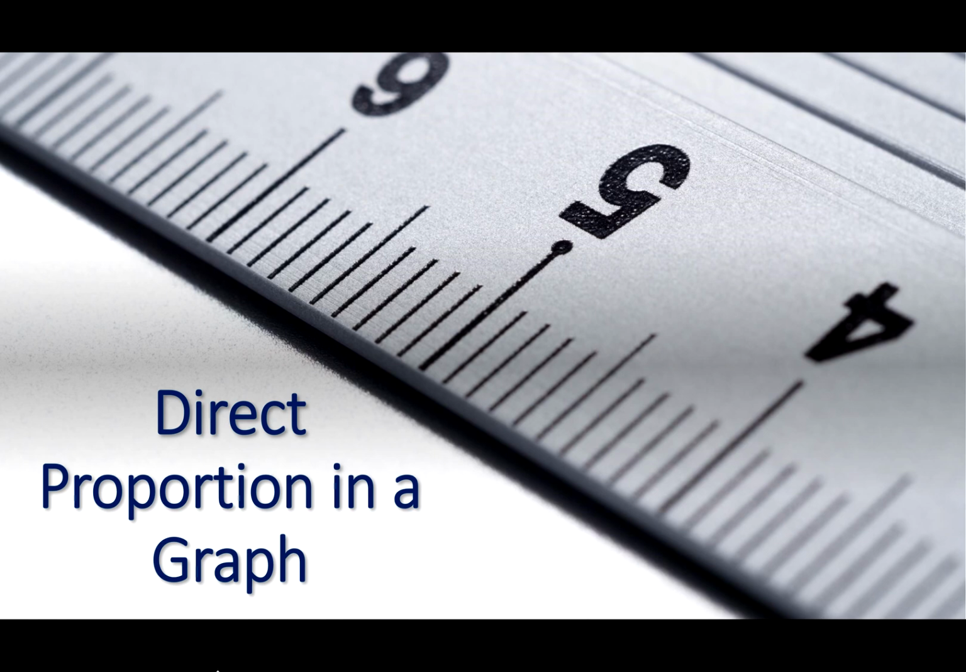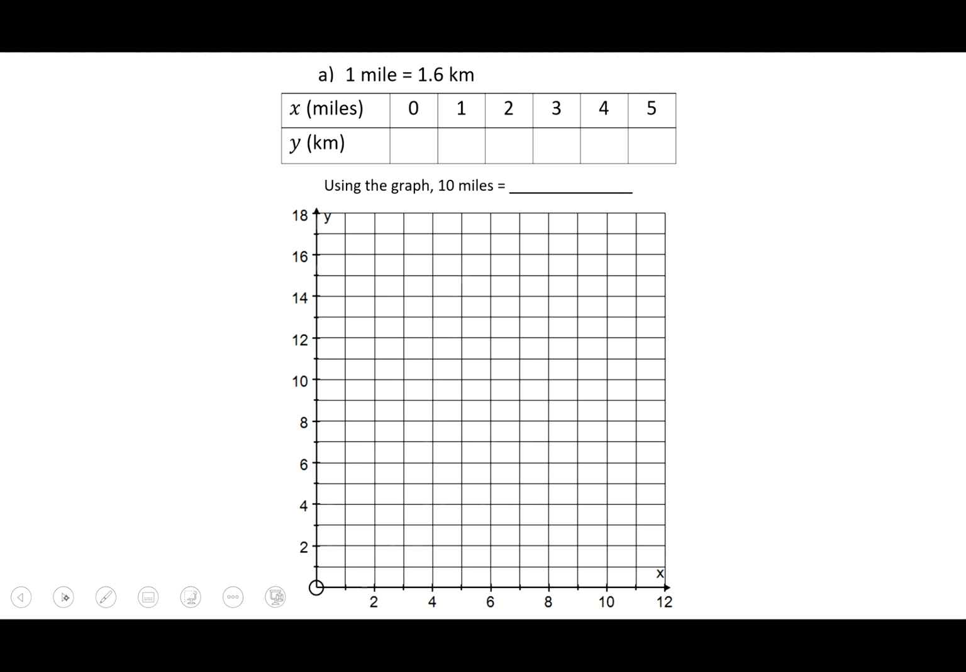Hello, today we'll be talking about direct proportion in a graph. For example, you may be presented with something that looks like this. Notice how we have a table of values at the top, and then we have our blank and empty graph at the bottom of this page.